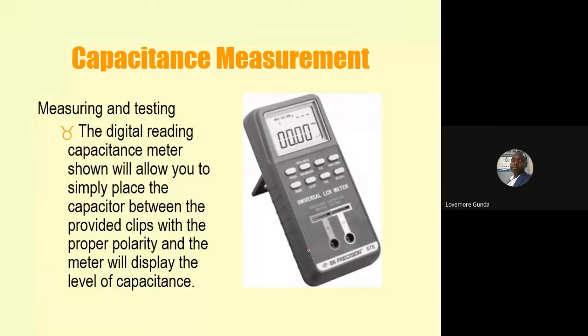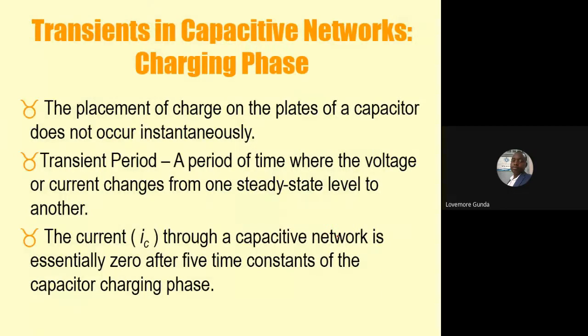So how do we measure capacitance? You can use the digital multimeter. Then you select capacitor or capacitance. Then using these two nodes, you can measure the capacitance and it will come out there.